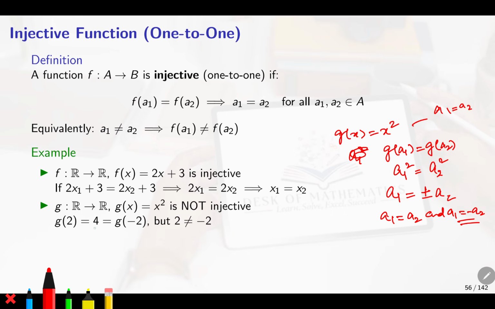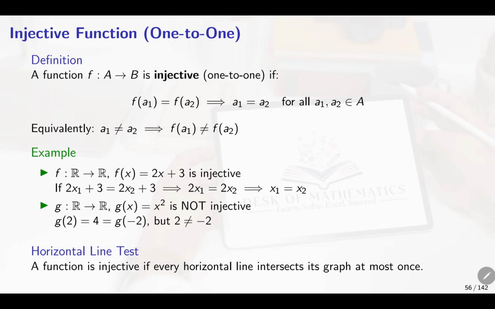For example, if you take 4, it is the square of minus 2 and plus 2. So that means this is not 1-1. If you have to test graphically, a function is injective if every horizontal line intersects its graph at most once.